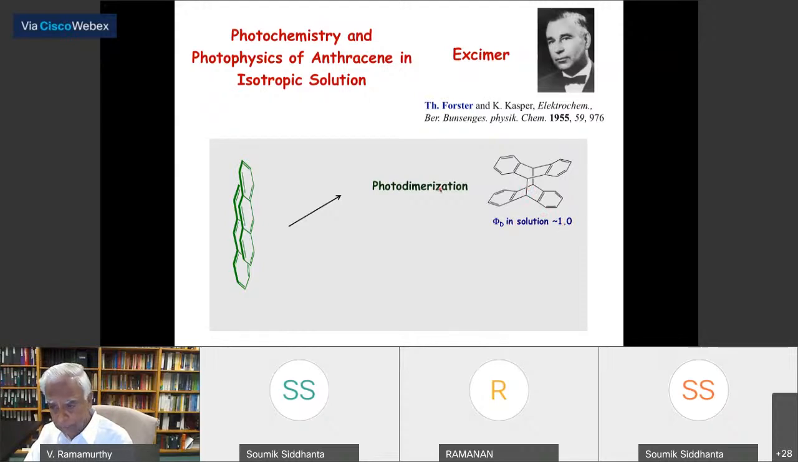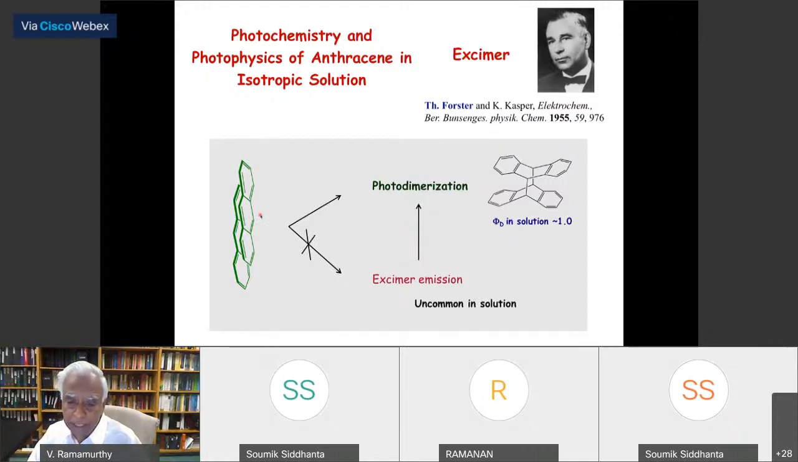But in the meantime, when people were studying excimers and dimers, they thought this molecule, first in the excited state, forms an excited state complex, and it dimerizes and goes to this compound. Some of these are stable, some are not. But in the case of anthracene, this excimer was not stable, so there was no emission in solution from anthracene. People have struggled to see this anthracene excimer emission. Many, many big names were involved, and they were not able to see it in solution.